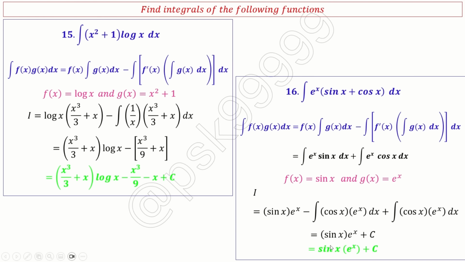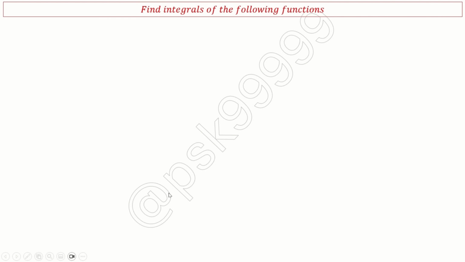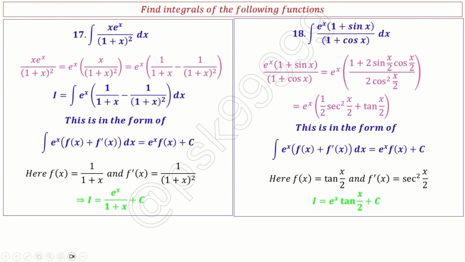That's the answer. So you can solve many problems using this. This one also you can do the same way. It is in the form of e to the power of x, you put it aside. Then this is nothing but 1 by 2 secant square x by 2 plus tan x by 2. If you call this f of x, this is your f dash x. So this is nothing but e to the power of x into f of x. So the answer is e to the power of x into tan x by 2 plus constant.